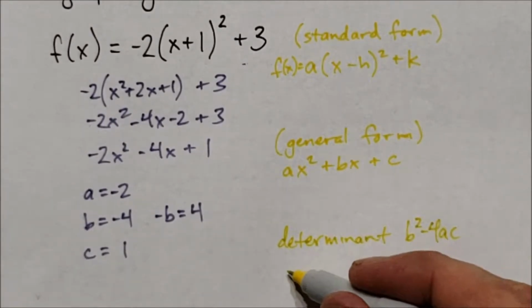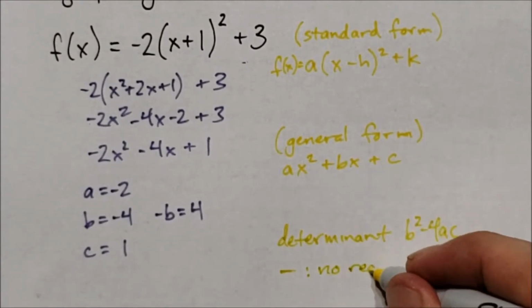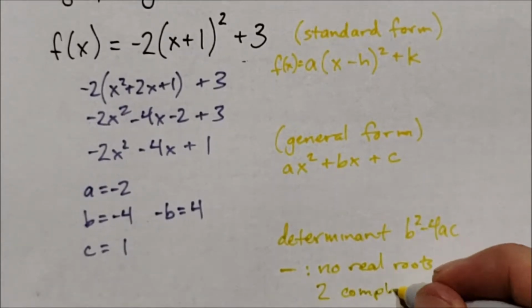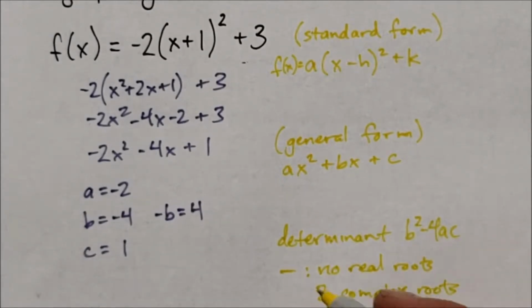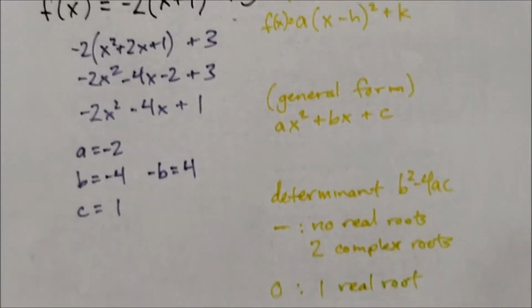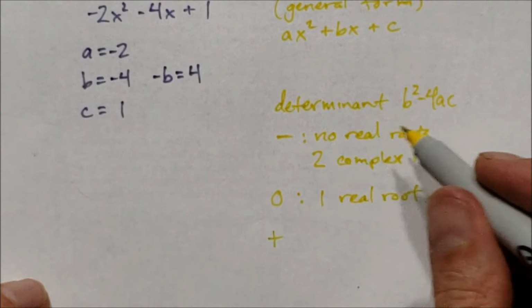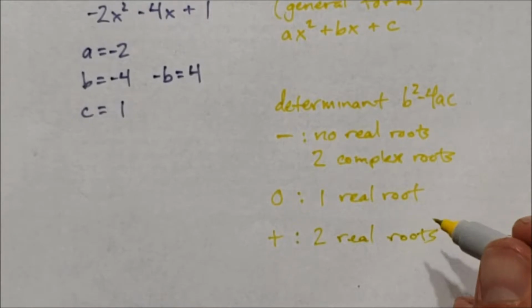Now, if the determinant is negative, then there are no real roots. In fact, there are 2 complex roots. In other words, the graph does not cross the x-axis. If the determinant ends up being 0, there is exactly 1 real root, and it has a multiplicity of 2. And then if the determinant is positive, it has 2 real roots.